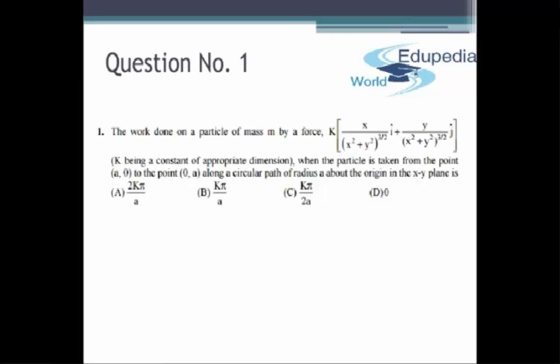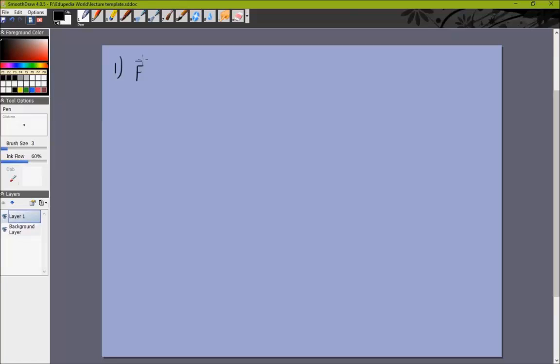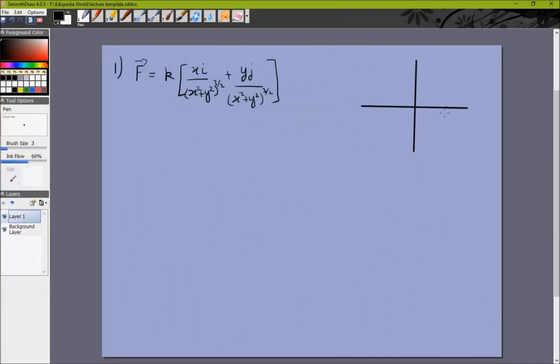In this paper, question 1 is a particle of mass m being acted on by a force which is k times x i cap divided by x squared plus y squared to the power 3 by 2, plus y j cap divided by x squared plus y squared to the power 3 by 2, and it is being taken along the Cartesian plane from the point a comma 0 to the point 0 comma a along this circular path.